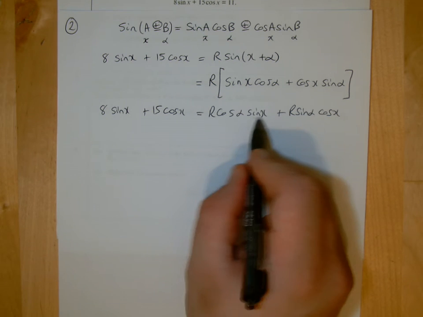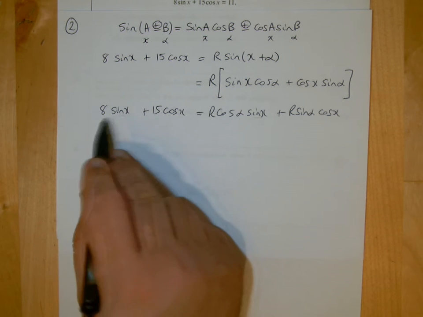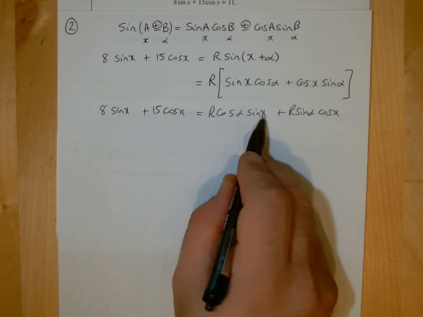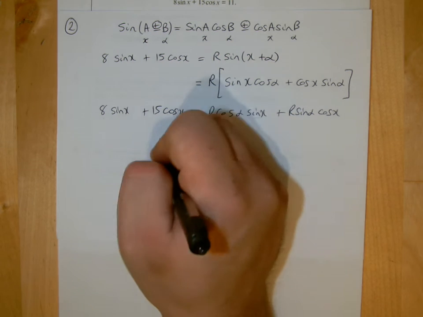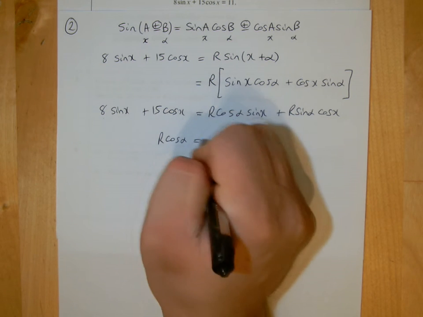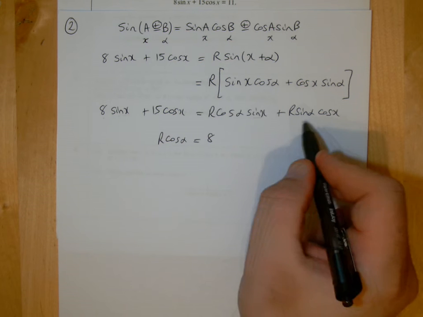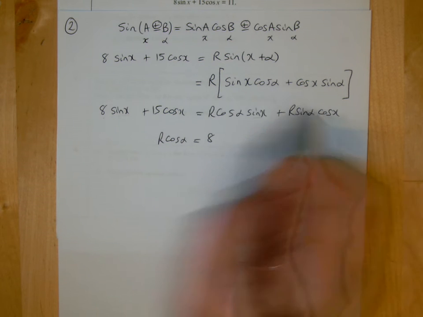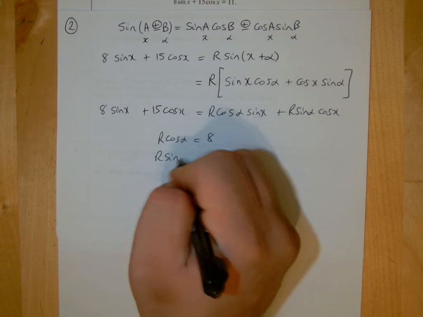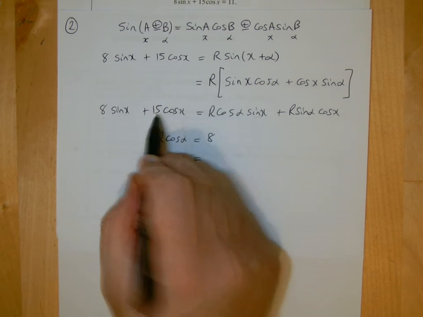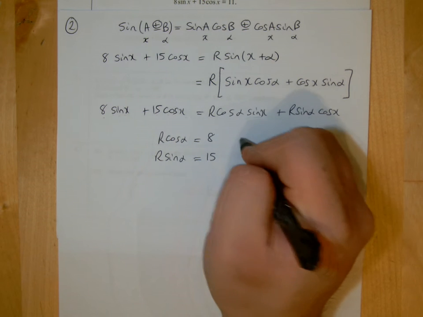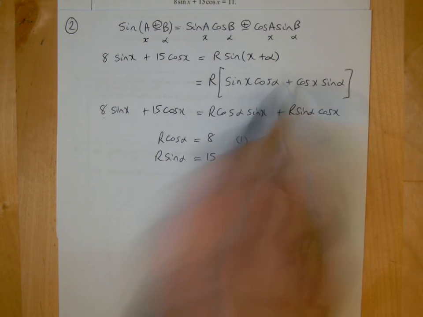So you've got sine x here and you've got sine x here. So in front of it is 8. In front of the sine x here is r cos alpha. So r cos alpha equals 8. And the same thing here, in front of the cos x is r sine alpha, and in front of the cos x is 15. Okay, so this is equation 1, equation 2.